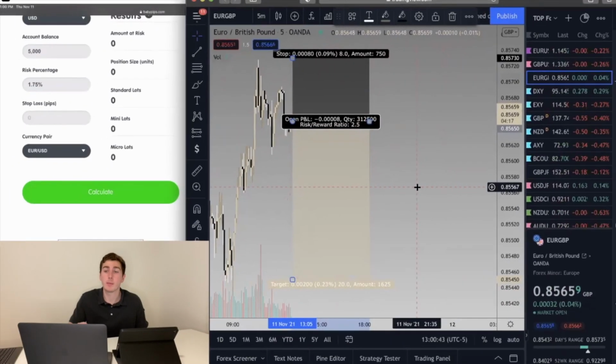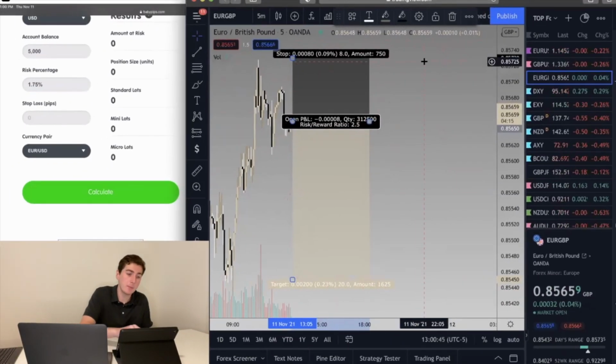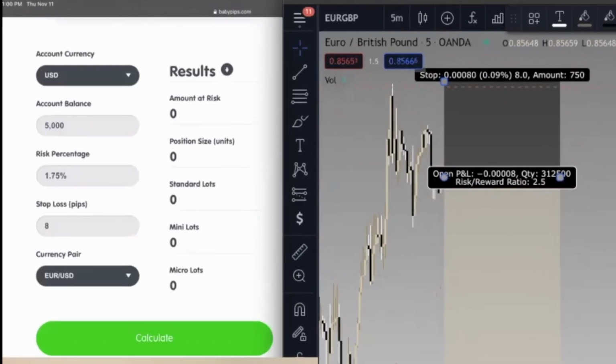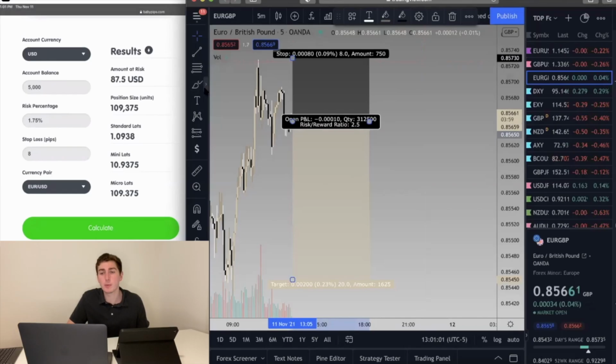So from here, you can take away that we have an 8 pip stop loss and that we're risking 1.75% of our overall $5,000 account. As easy as magic, all you have to do is hit this little calculate button, and it's going to give you that your lot size should be 1.0938.